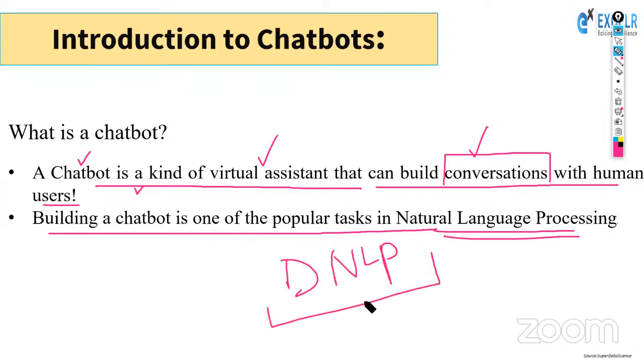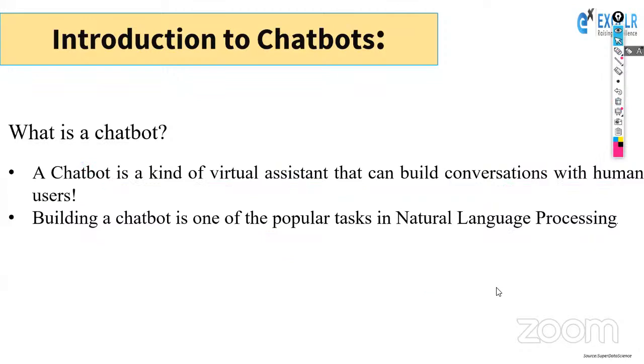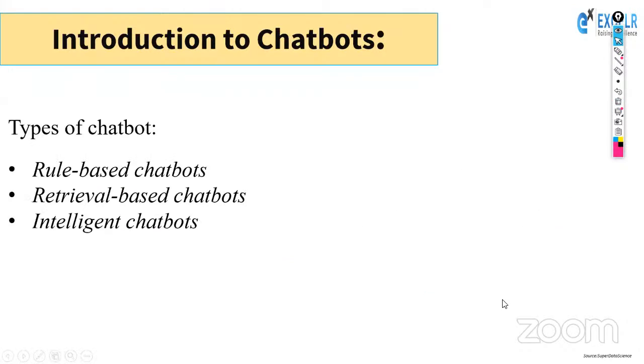You can also build a chatbot using machine learning techniques, but it has been found that these are not very intelligent. So to make an intelligent chatbot, we use deep natural language processing. That is also called an AI-based chatbot. Actually, there are a couple of kinds of chatbots. One is known as rule-based chatbots. The second is retrieval-based chatbots, and then intelligent chatbots. Let's see what these chatbots are.